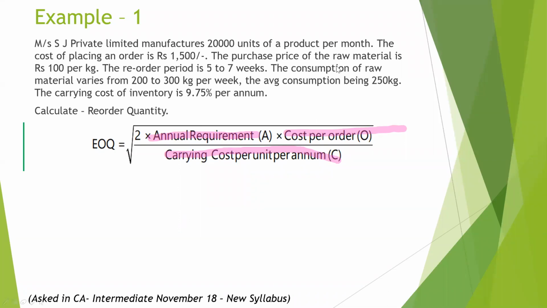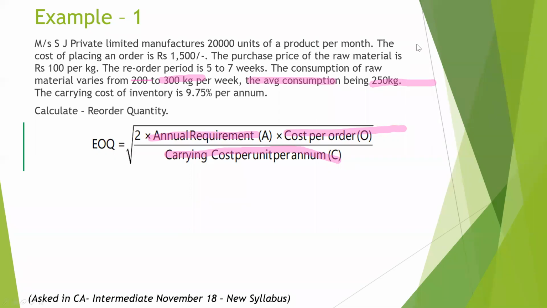In the question, it is given that the raw material consumption varies from 200 to 300 kg per week, average consumption being 250 kgs. Now, over here, we might get confused as to which of these three quantities we should take: 200 kg, which is the minimum quantity, 300 kg, which is the maximum quantity, or 250 kg, which is the average consumption. In the questions of EOQ, we always take average consumption.